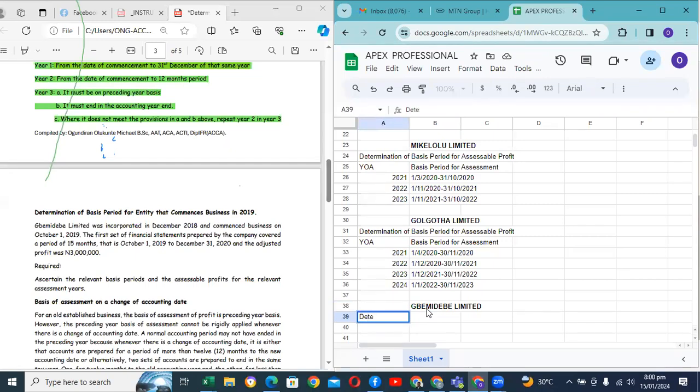Bemidebe Limited was incorporated in December 2018 and commenced business on October 1st, 2019. The first set of financial statements prepared by the company covered a period of 15 months, that is October 1, 2019 to December 31, 2020, and the adjusted profit was 3 million naira. Required: ascertain the relevant basis periods and the assessable profit for relevant assessment years.